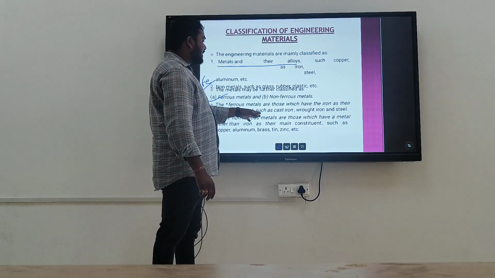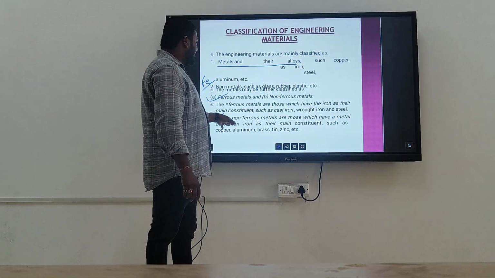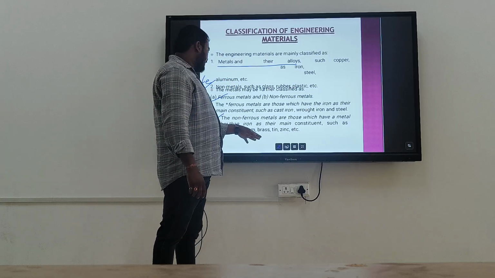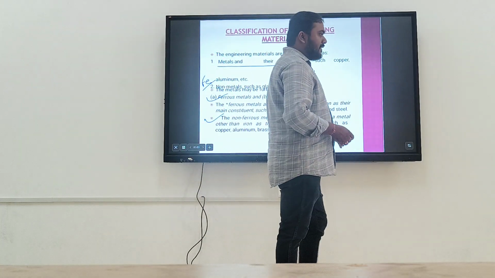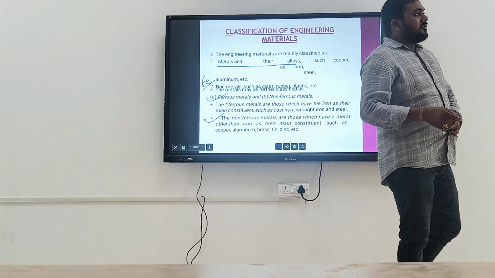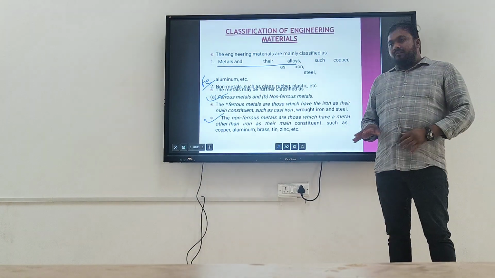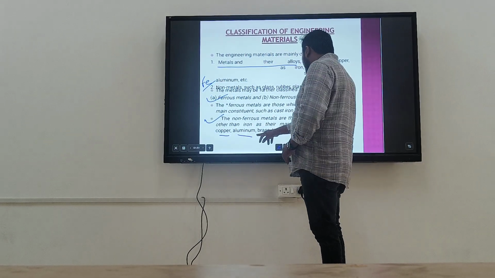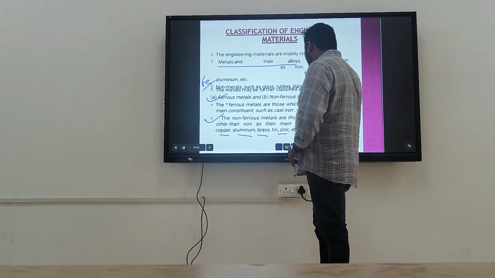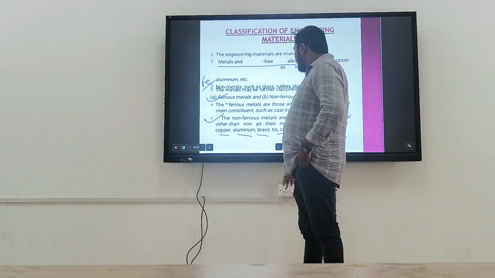The non-ferrous metals are those which have a metal other than iron as their main constituent, such as copper, aluminum, brass, etc. The material in which iron content is not the main material. The main materials are like copper, aluminum, brass, tin, zinc, etc. These are called non-ferrous materials.